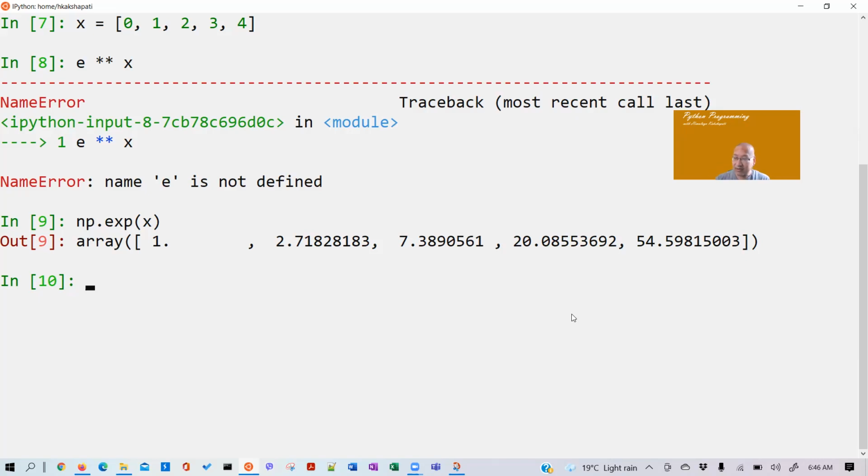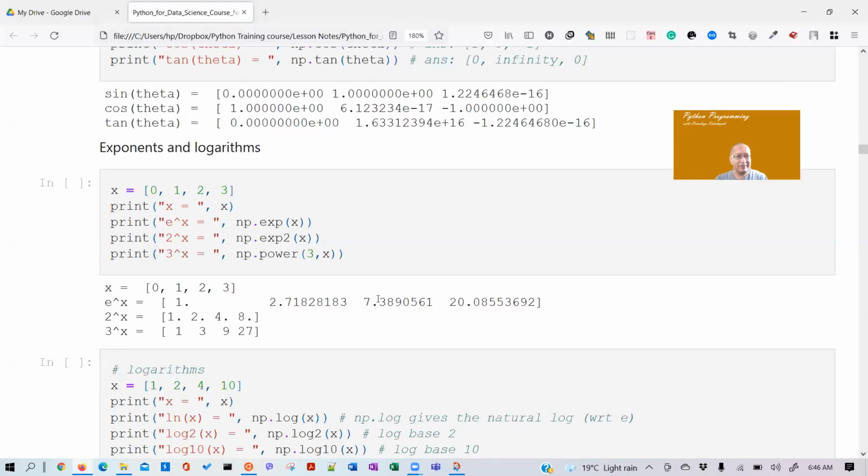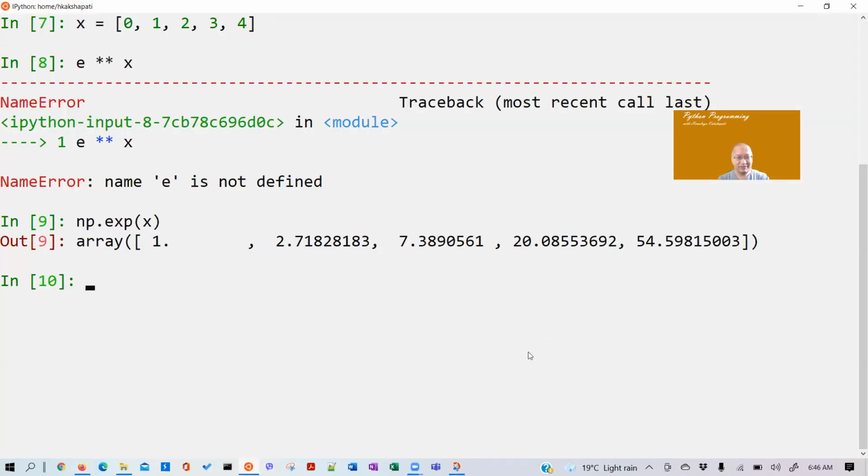This comes from the limit as n tends to infinity of 1 plus 1 over n to the power n, right? So the value is about 2.7. Anyway, we can do all these powers. Similarly, 3 to the power 0, 3 to the power 1, 3 to the power 2, simply 3 to the power x. That's it.